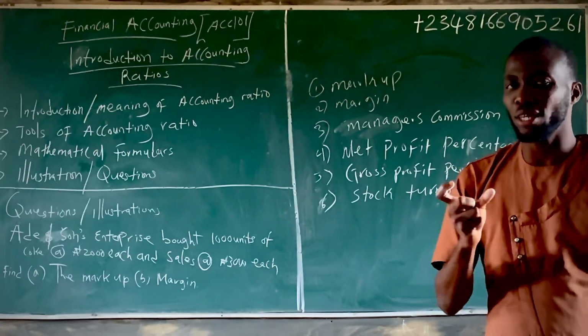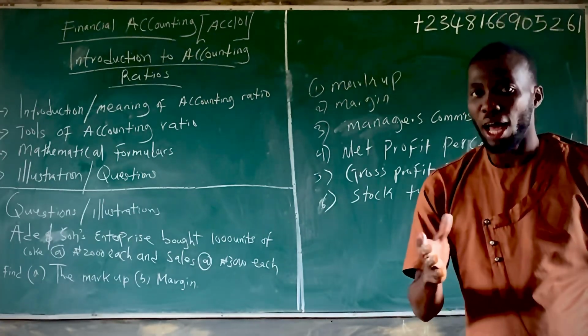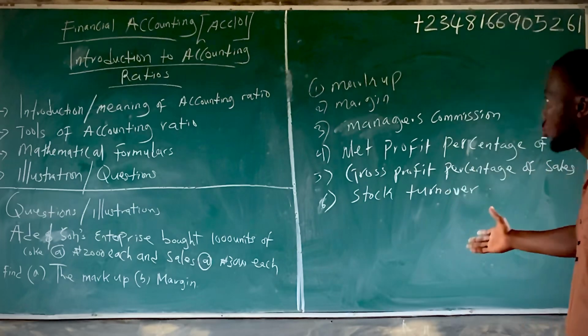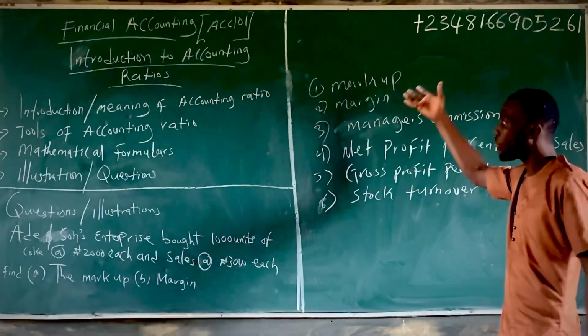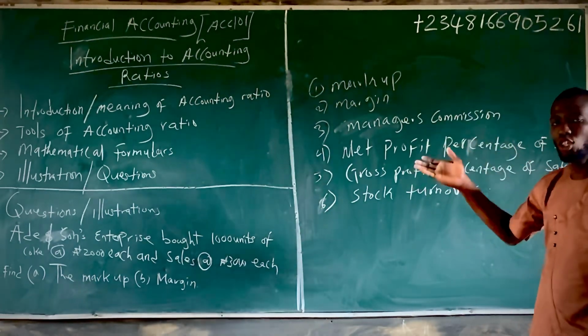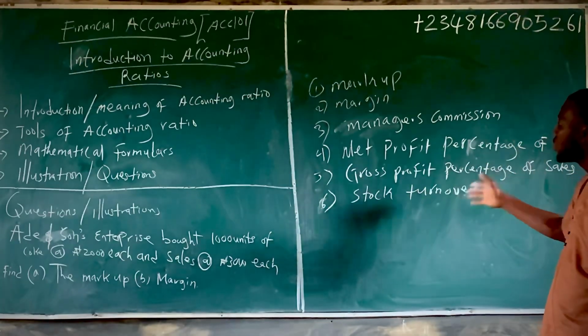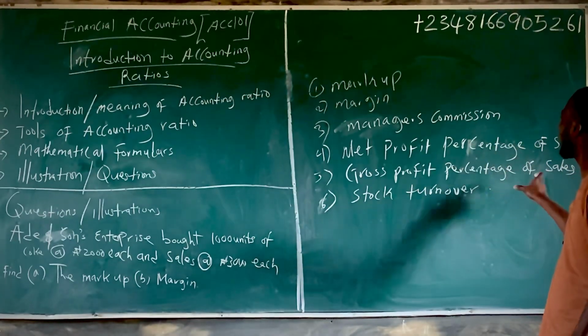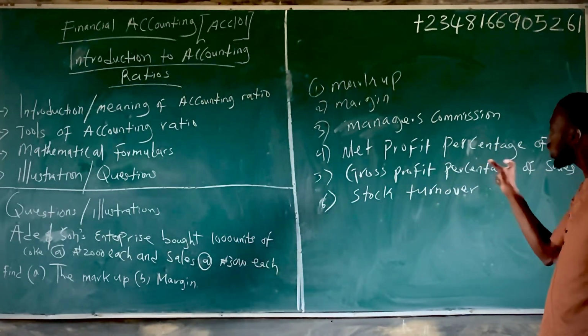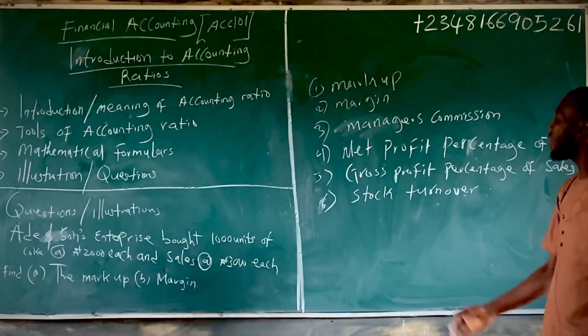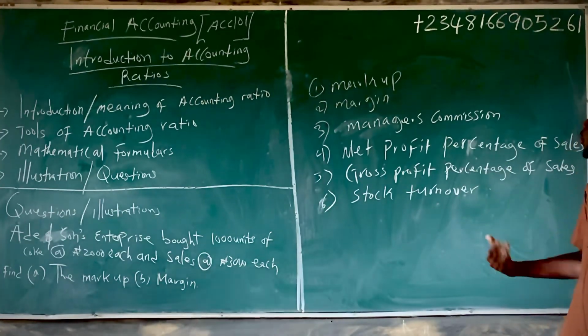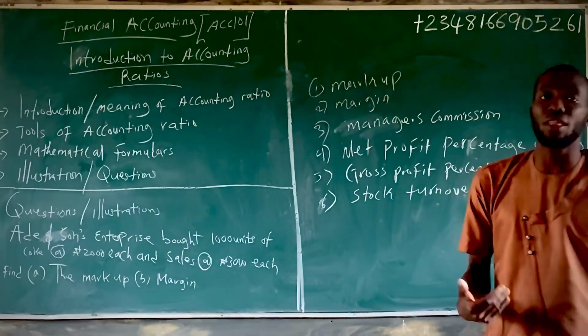These are the accounting ratio tools that are used to analyze and measure the performance of a business organization. The first one we have is the markup. The second one is the margin. The third is the manager's commission. The fourth is the net profit percentage of sales. Then the gross profit percentage of sales. Then we have the stock turnover. We're going to look at these one after the other.